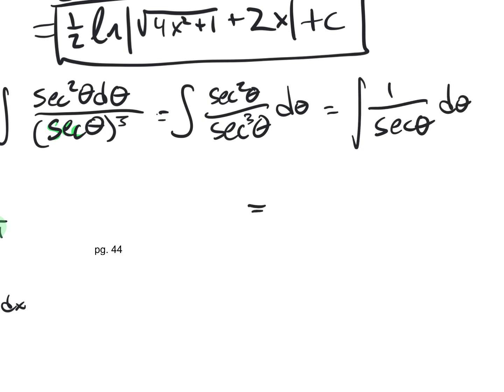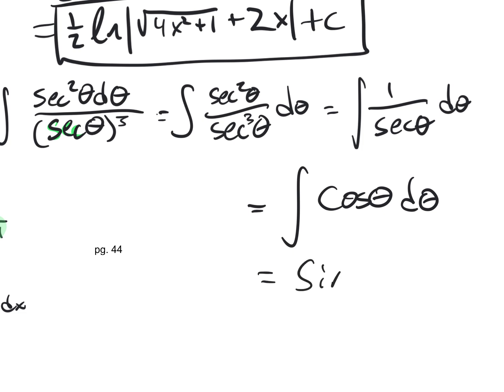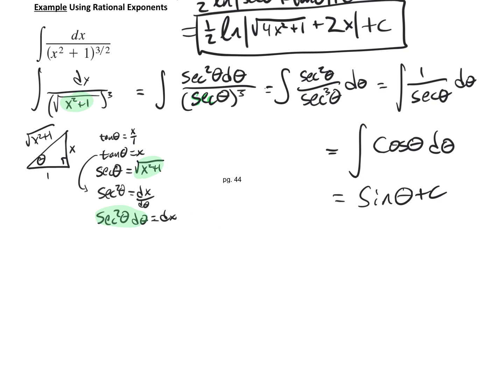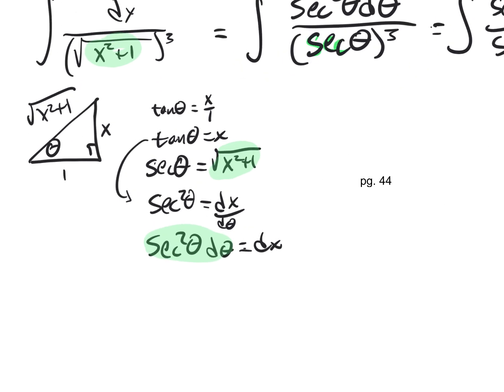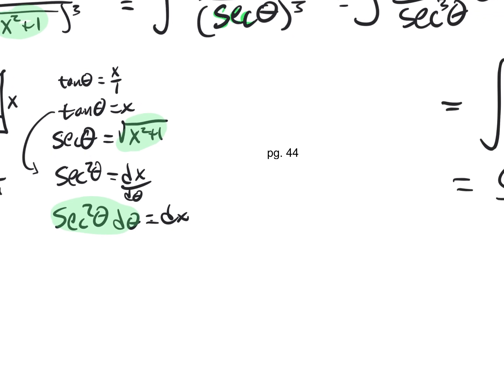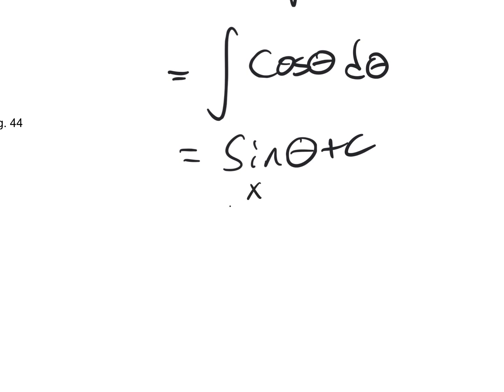Well, what is 1 over secant? 1 over secant is the reciprocal of secant, which is cosine of theta. And we know that that is sine theta plus c. Are we done? Not quite. All right. So we need to substitute here. We need this in terms of x. So we got to come over here. What is the sine of theta? Well, the sine of theta is opposite over hypotenuse, x over the square root of x squared plus 1. So we're going to swap that out. Sine theta is x over the square root of x squared plus 1 plus c.